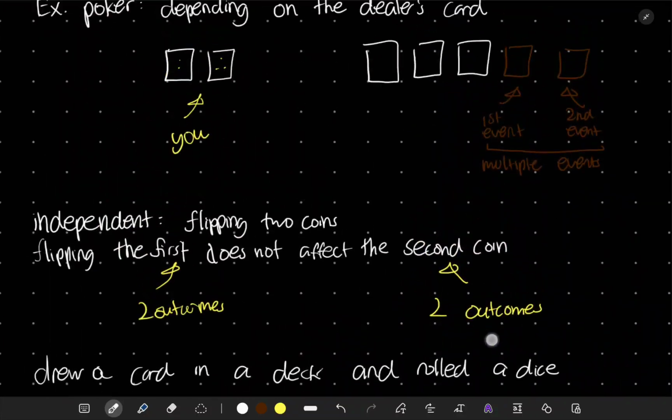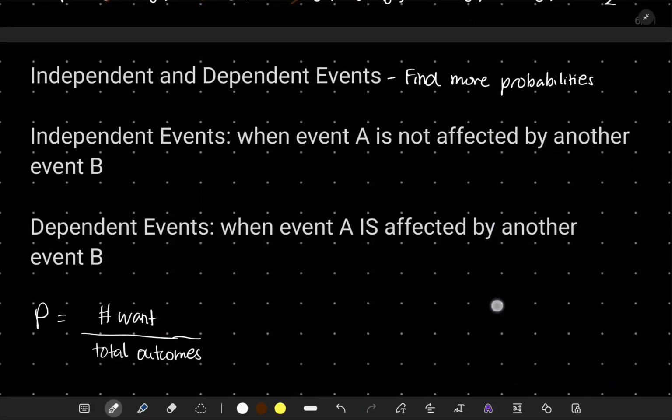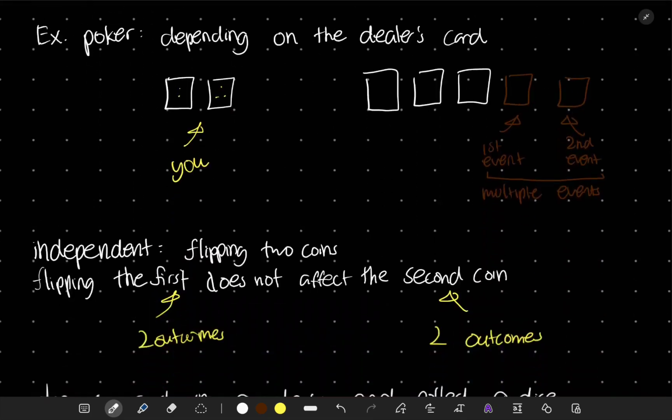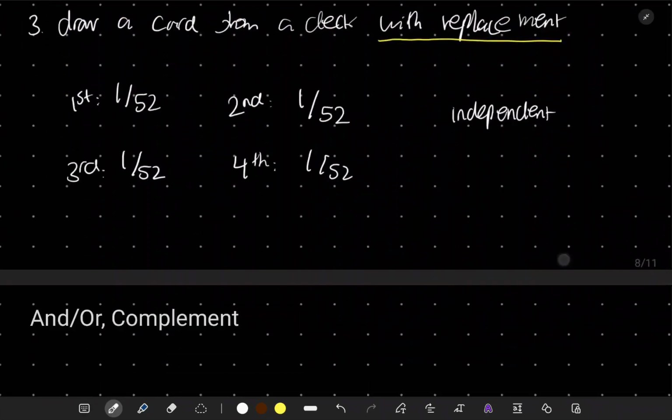Now, prior to that, we were learning about independent and dependent events, where for independent events, event A is not affected by event B, while for dependent events, event A is affected by another event we call B. So let's figure this out. When I'm trying to figure out probabilities that involve multiple events, sometimes it can be a combination of both, or it can be either or.